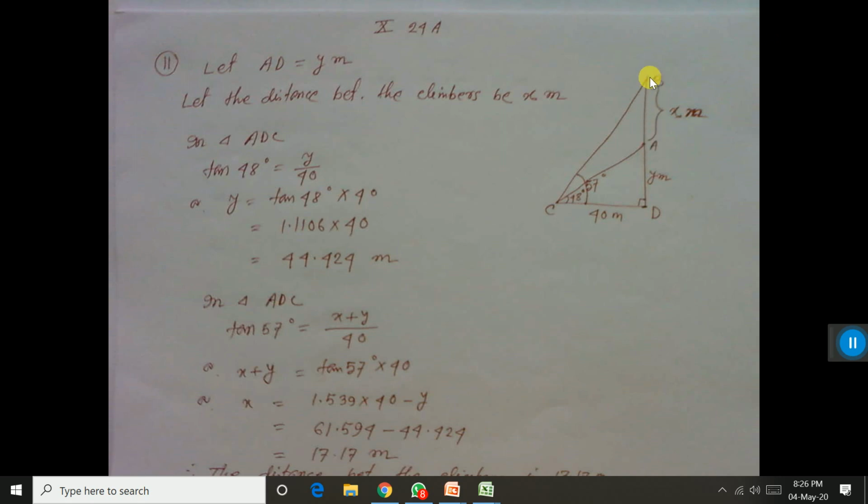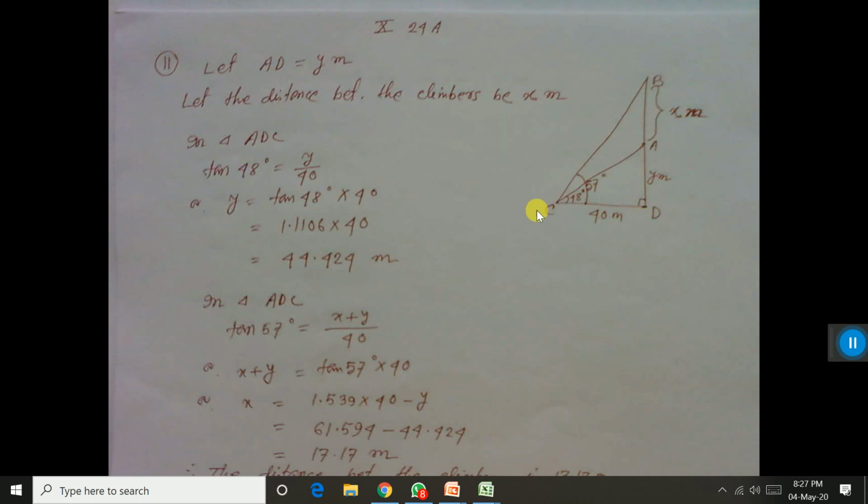A and B are the two climbers. This is the tower, and C is 40 meters away from D, and C is looking towards A. So the angle is 48 degrees, and when C looks towards B the angle is 57 degrees. We have to find the distance between A and B. So I consider this distance x, and A to D I consider y meters.